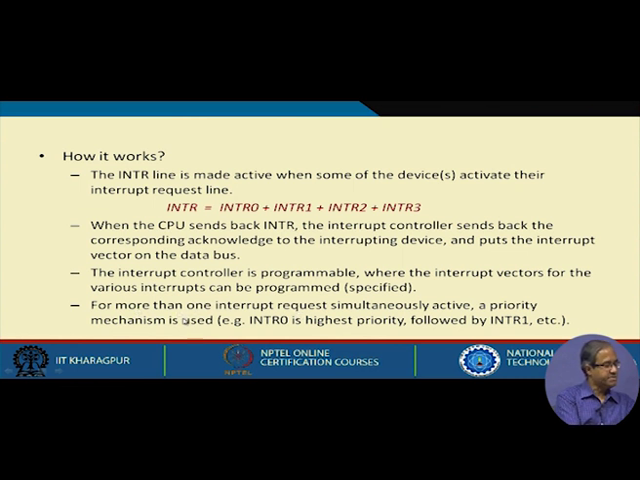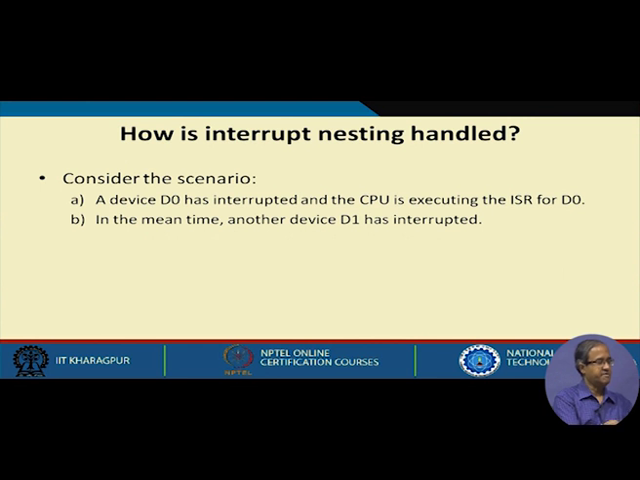And as I said just previously, if more than one request is activated simultaneously, we can use a priority mechanism. So, let us say by convention interrupt 0 can have the highest priority, followed by interrupt 1, followed by interrupt 2, and then interrupt 3. Okay. Fine. Another issue is nesting of interrupts.